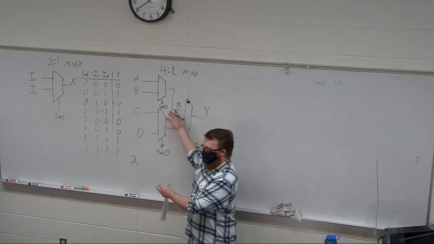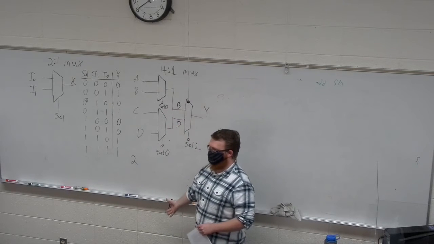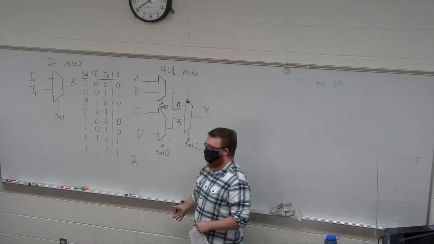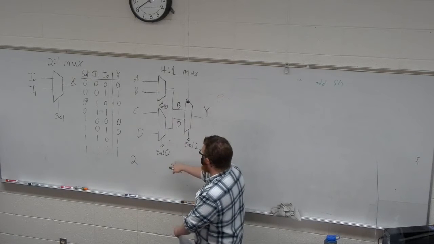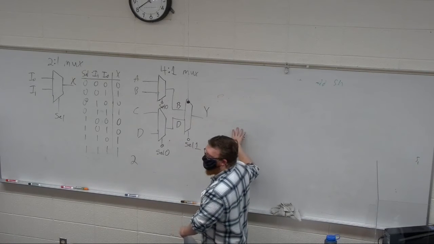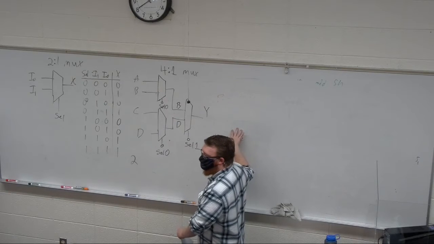You can now cascade this into as many mux selects as you'd like. Right? I can just stick 2 of these side by side and add 1 more mux at the output, and now I have an 8-to-1 mux.